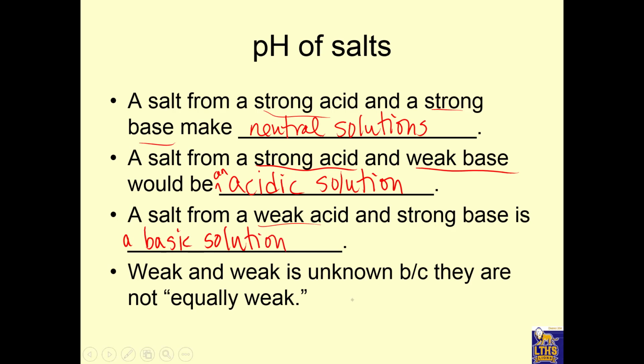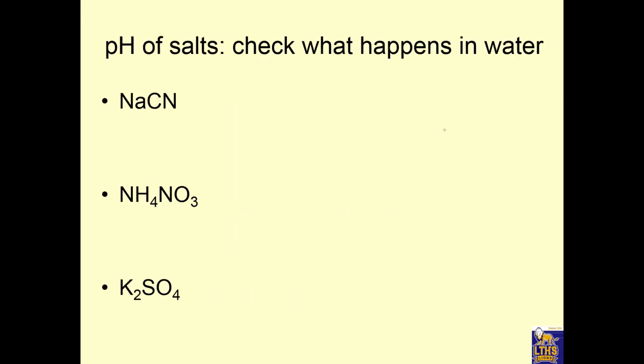All right, so weak and weak is unknown because they're not equally weak. So we can only do this when we have something strong, at least one strong thing. So what does that mean?